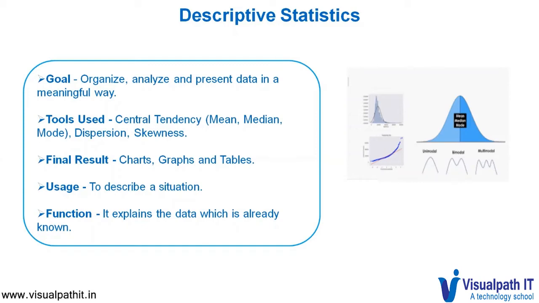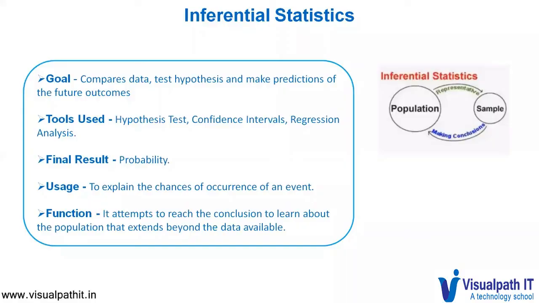And then the final result, what we have using this data, is a chart, a graph, or a table, which normally serves as a tool for analysis of historical data. So in descriptive statistics, what we do is describe a situation. Let us look at what inferential statistics is.